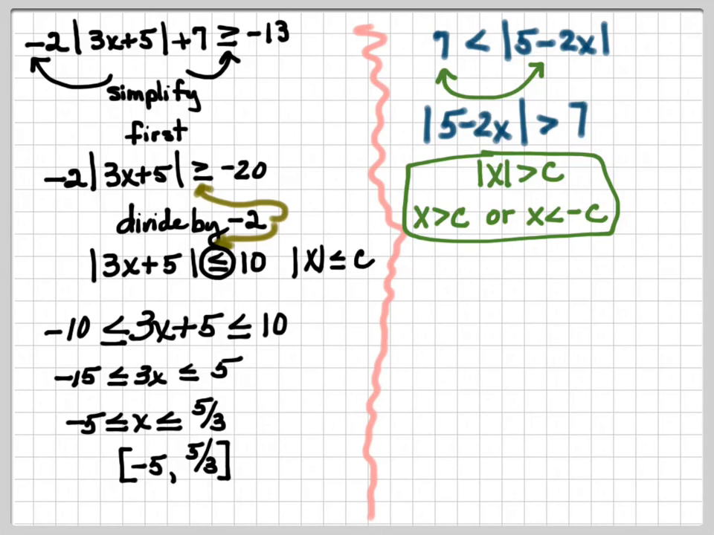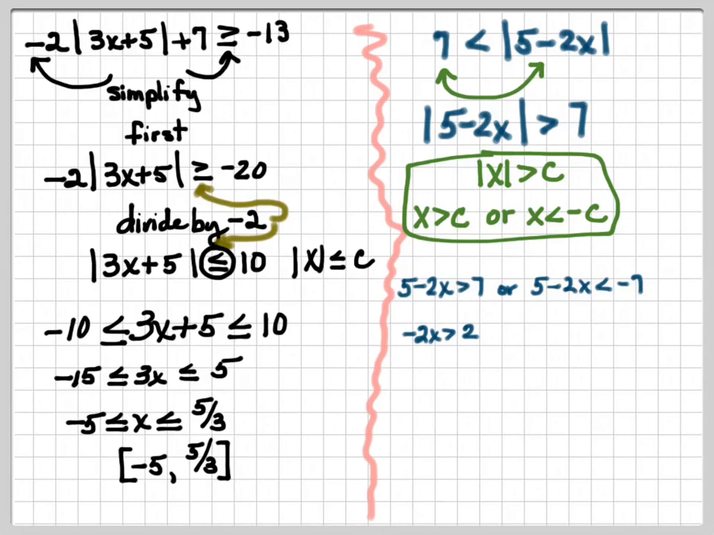And this is going to follow the absolute value of x is greater than c, which means it's going to be outside instead of inside. So my answer is going to be x is greater than c, or x is less than negative c. So I'm going to work on this: 5 minus 2x is greater than 7, or 5 minus 2x is less than negative 7.